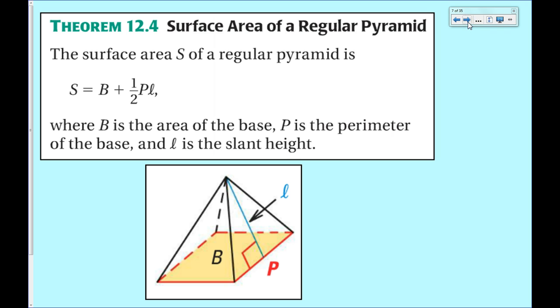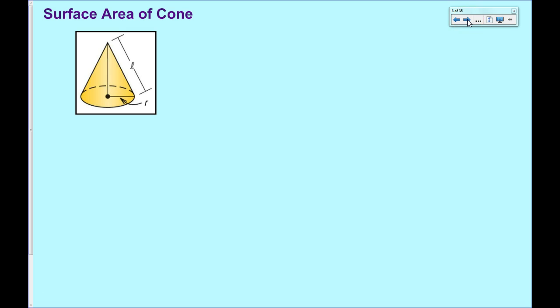Theorem 12.4 gives you a formula. The surface area of any pyramid is the area of the base plus 1/2 times the perimeter times the slant height. And it is separated into 2 terms, one being the area of the base and one being the lateral area. So if you're asked for just the lateral surface area, you only calculate that term right there.